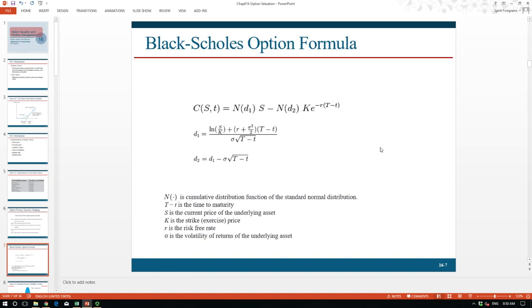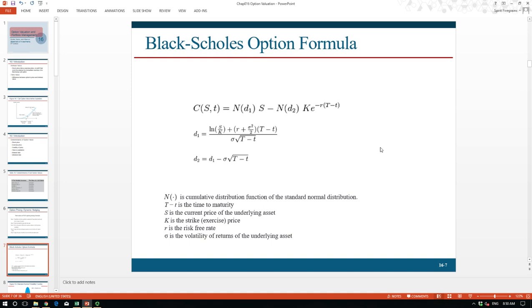All right. First of all, here you see a lot of letters: C, S, T, d1, d2, S, K, r, square of standard deviation, and so on and so forth. It looks very complicated, I agree, but no matter how complicated, you will notice that only 5 factors are here. Only 5 factors are here.